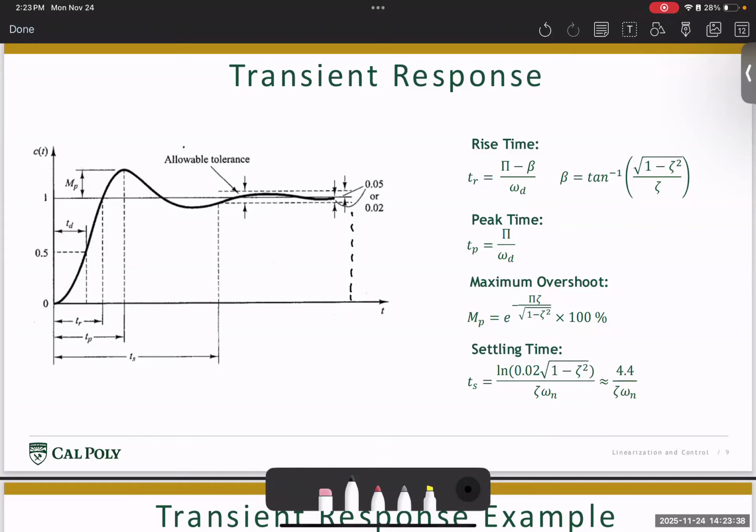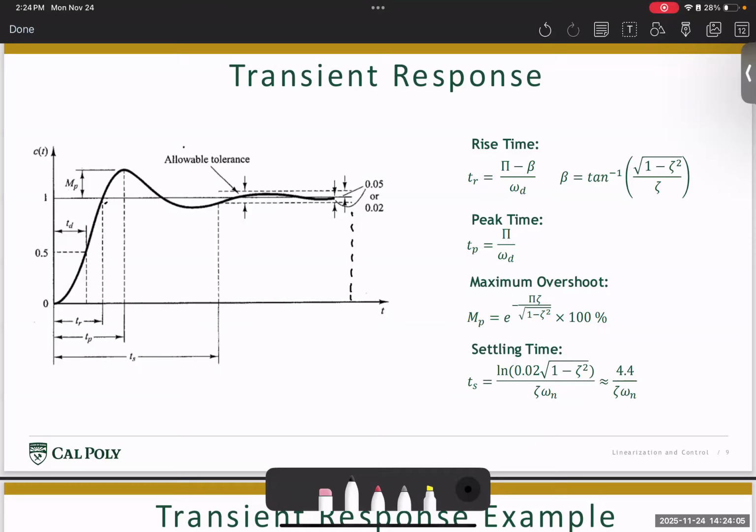The first property is called the rise time. Rise time is basically the amount of time the system takes to reach 90% of the desired signal value. So rise time here is this time given by TR, and TR, or the rise time, is given by pi minus beta divided by omega d. Here beta is basically tan inverse of square root of 1 minus zeta squared divided by zeta. So the rise time depends on the damping coefficient and also on the damped frequency.